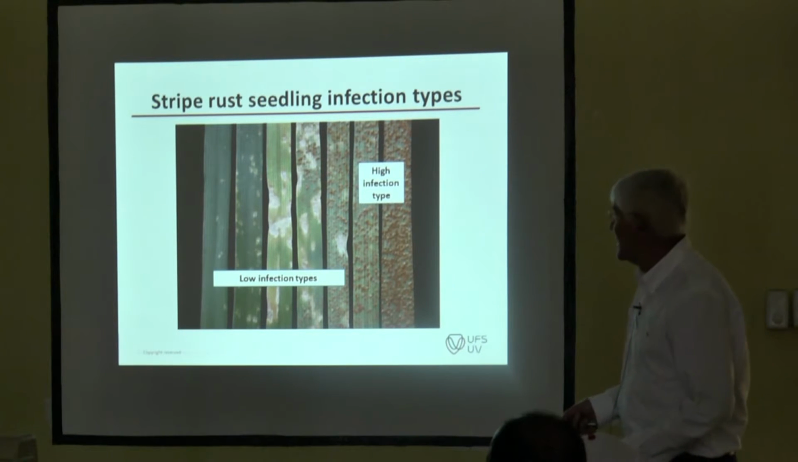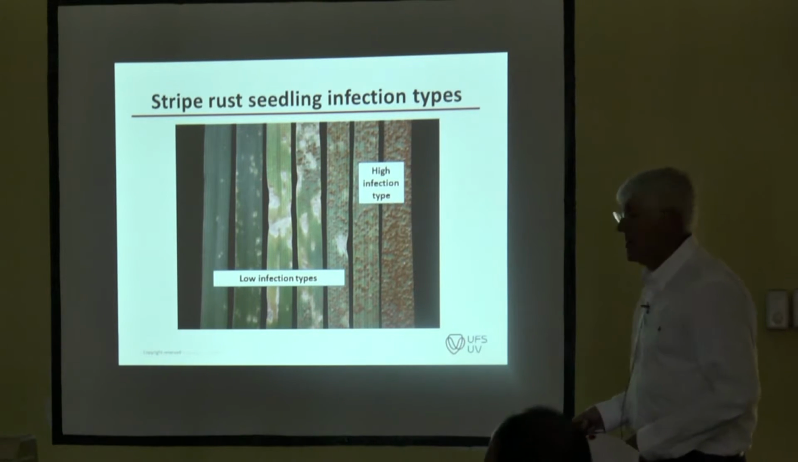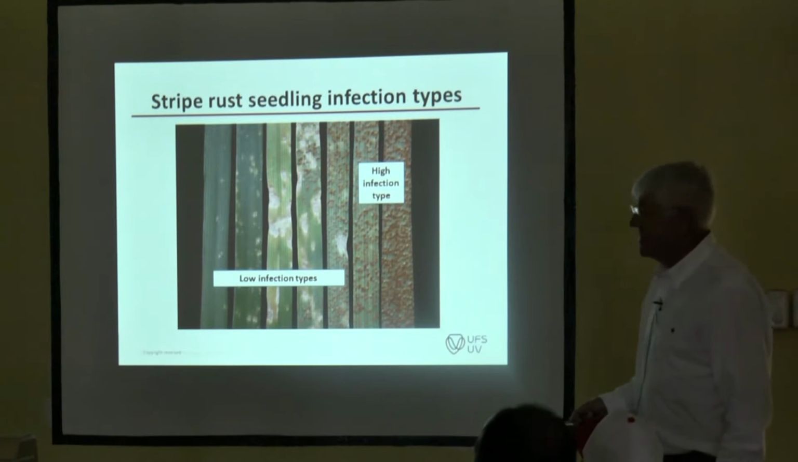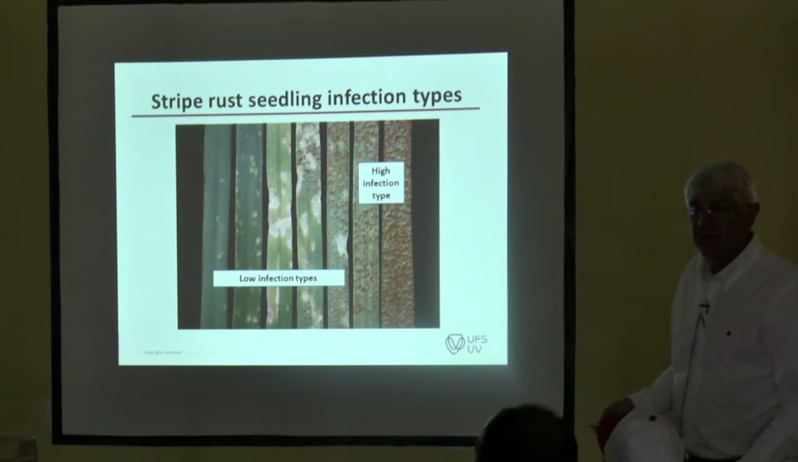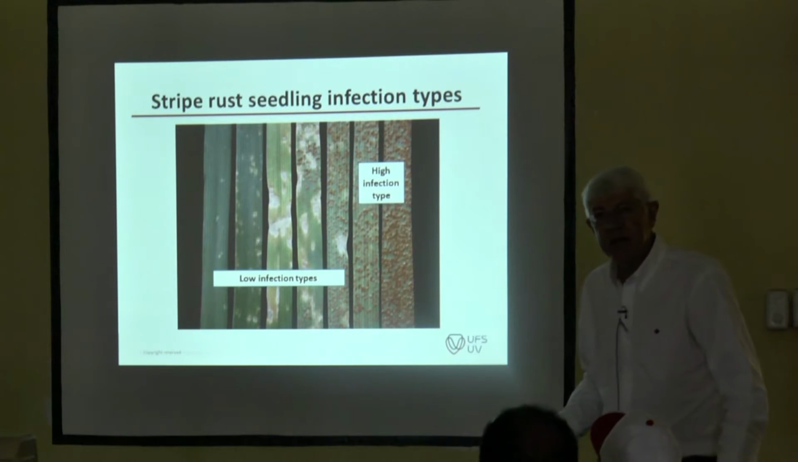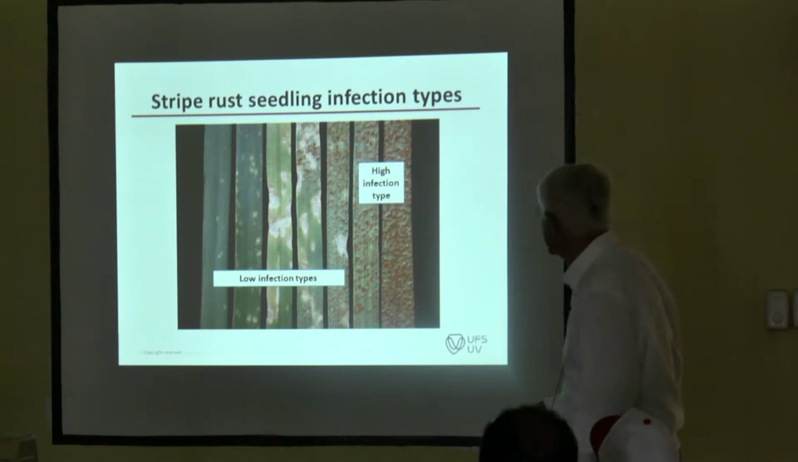Is that yellow rust or stripe rust? Both. But the color is not very yellow. It depends on the settings of the camera. And it is actually yellow rust, Puccinia striiformis.